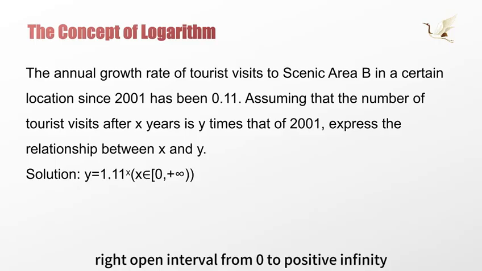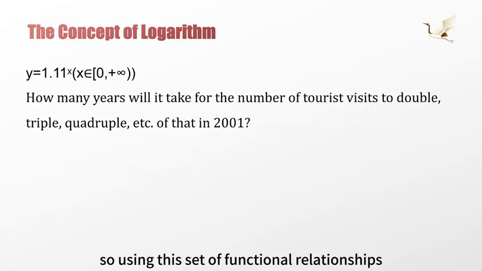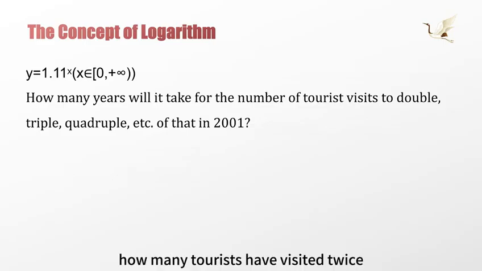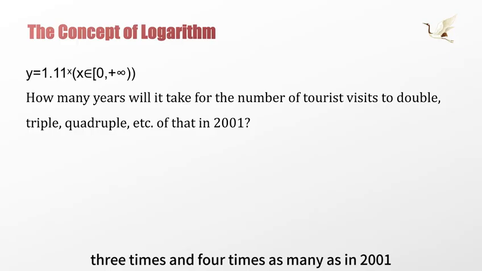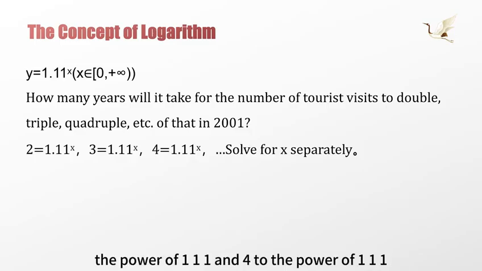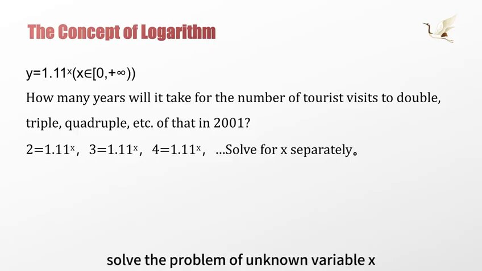So using this functional relationship, we can solve the problem of finding how many years it takes for visitors to reach twice, 3 times, and 4 times as many as in 2001. This is actually 2 equals 1.11 to the power of x, 3 equals 1.11 to the power of x, and 4 equals 1.11 to the power of x. Solve for the unknown variable x.